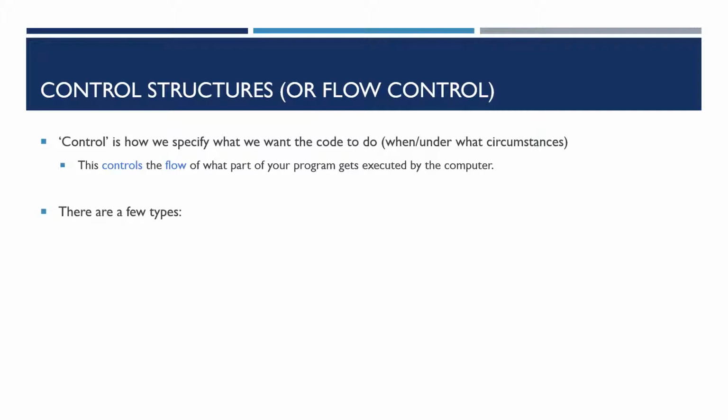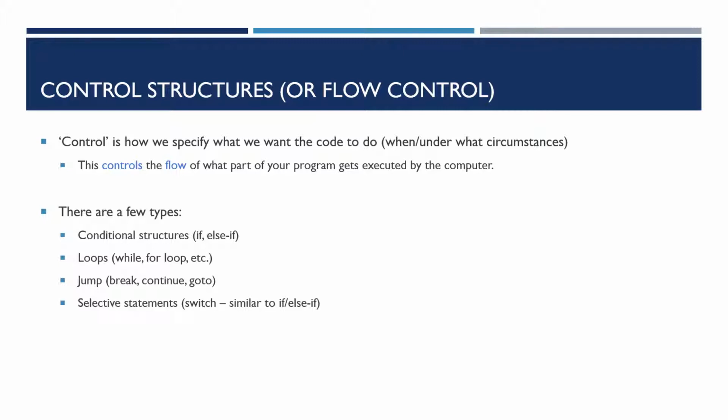And there are a few types of these structures. We have conditional statements, so if and else if as an example. There are loops, so we've used this one already in the last two videos, the while loop. So we had while our answer wasn't equal to the random number the computer picked. We have for loops, and there are some other types we'll talk about as well. We have jumps, which include breaks, continues, go-tos. We have selective statements. This is a switch statement, and these are very similar to the if and else if statements.